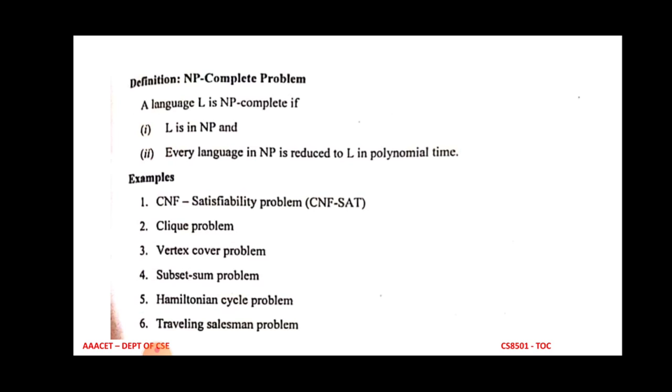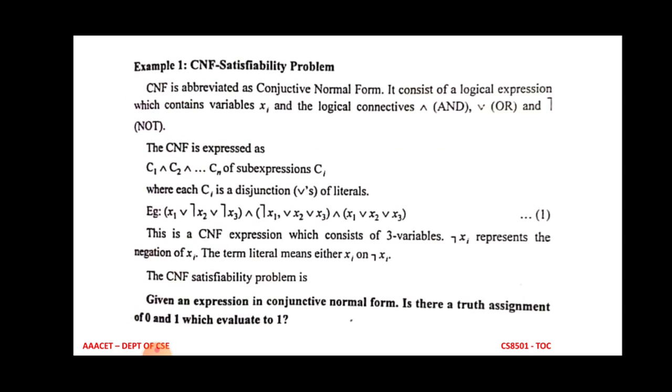So some examples of NP complete problems. Already we know the definition of NP complete problem. There are 6 examples of NP complete problems. The first example is CNF satisfiability problem. The second one is clique problem. The third one is vertex cover problem, then subset sum problem, Hamiltonian cycle problem, and traveling salesman problem. So these are the 6 example problems for NP complete problem. We will see them one by one. We'll start with satisfiability problem.